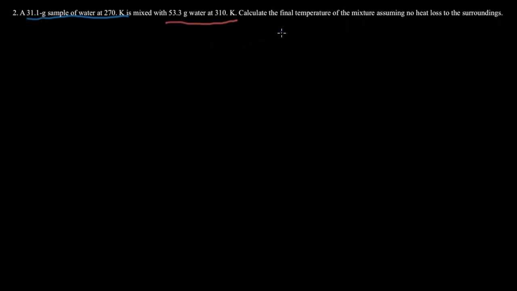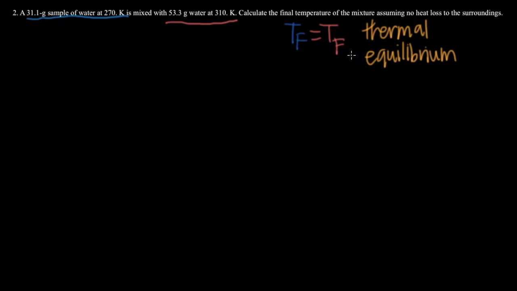So we have two samples of water at different temperatures and with different masses, and they both arrive at the same final temperature. So this illustrates a very important concept in chemistry, and that's called thermal equilibrium. Thermal equilibrium is the idea that when you mix two substances of different temperatures together, they'll eventually reach the same temperature. So that's why the final temperatures of these two samples are the same.